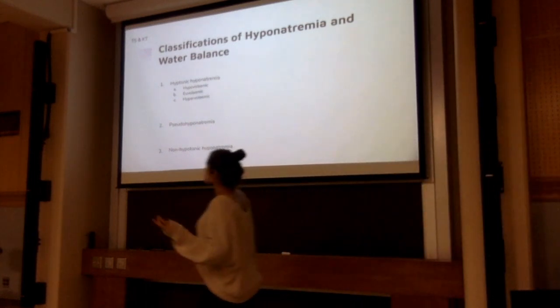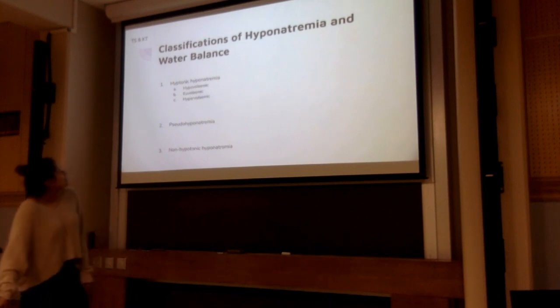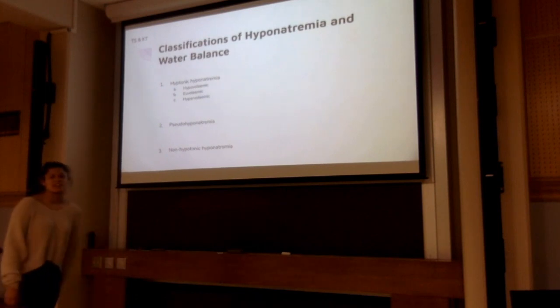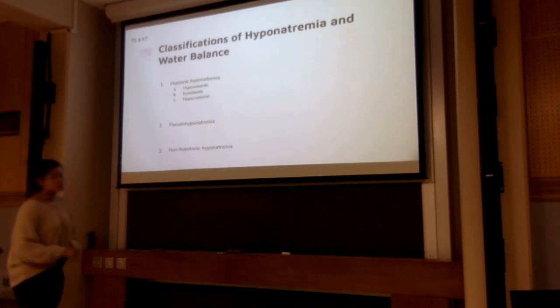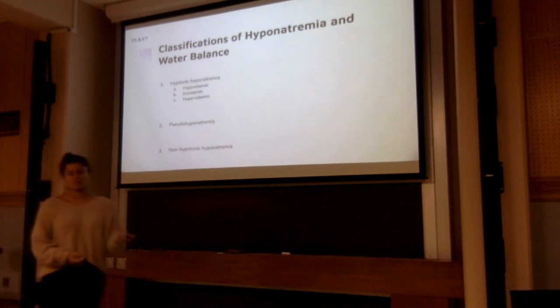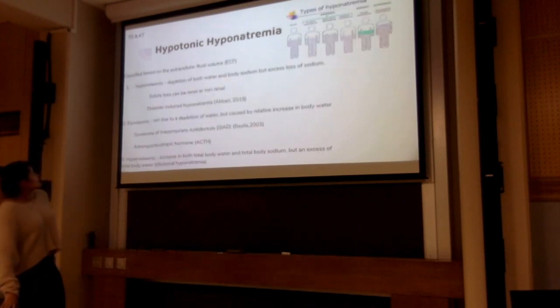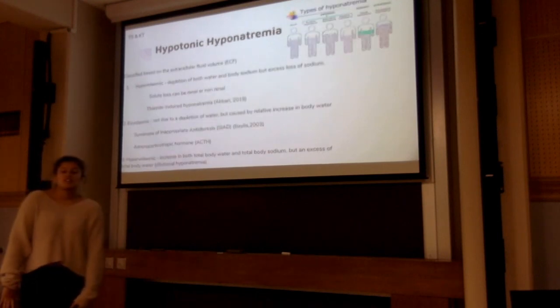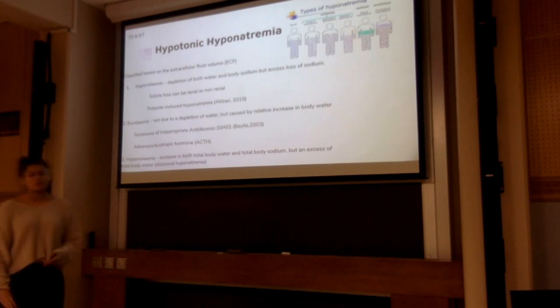So there are three main ways to classify the hyponatremia and water balance in the body. First is hypotonic, and this has three subcategories of hypovolemic, euvolemic, and hypervolemic. And there's pseudohyponatremia and non-hypotonic hyponatremia or hypertonic hyponatremia. So for hypotonic hyponatremia, all of these are just based on the water volume in the body or the extracellular fluid volume.